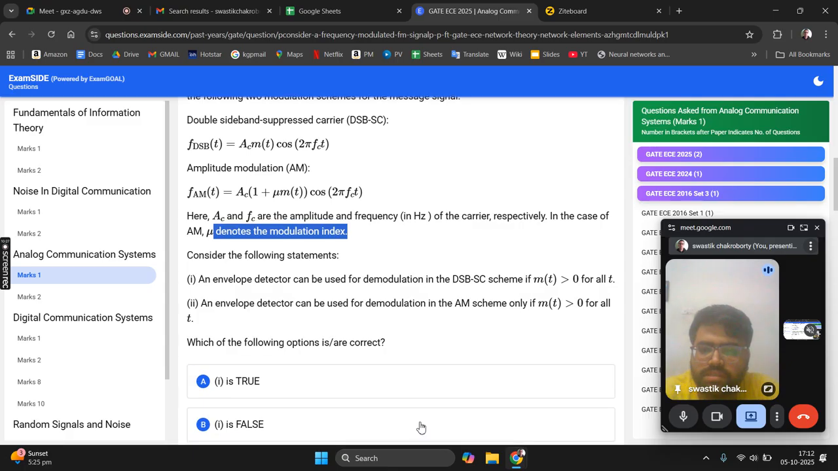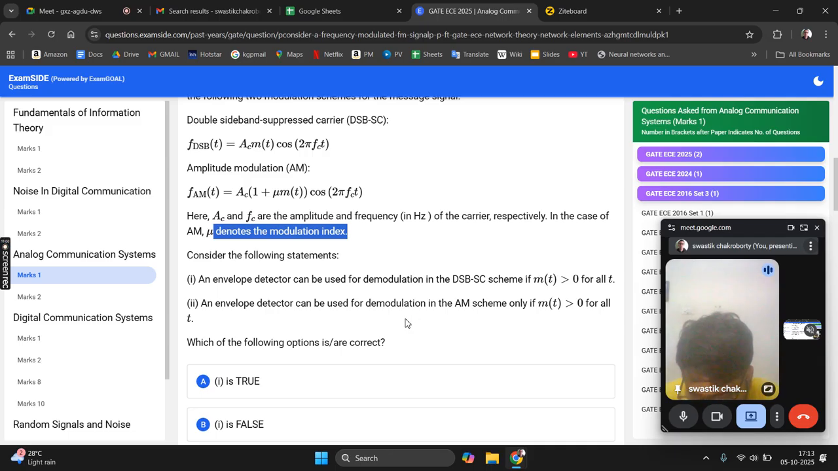Consider the following statements. An envelope detector can be used for demodulation in the DSB-SC scheme if m(t) is greater than 0 for all t. So an envelope detector can be used to detect DSB-SC if m(t) is greater than 0. And another statement is that an envelope detector can be used in the AM scheme only if m(t) is greater than 0.